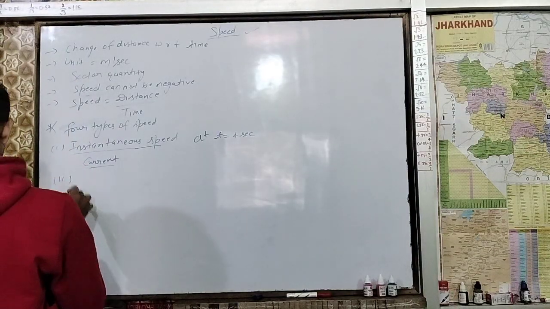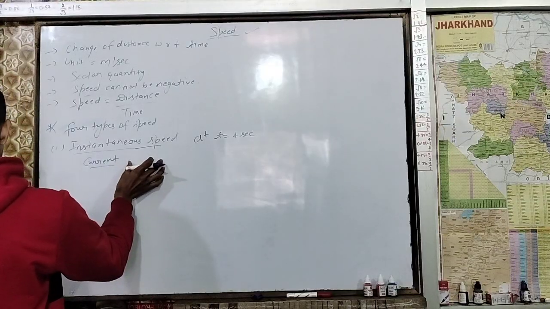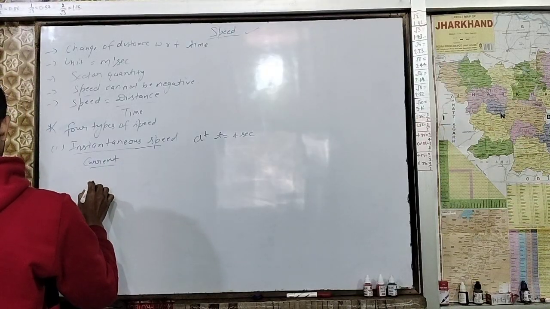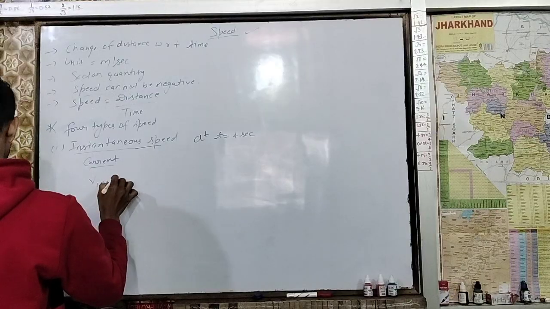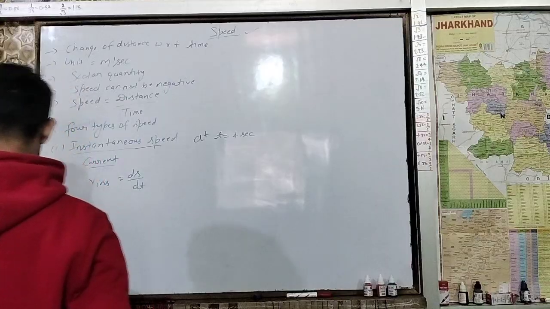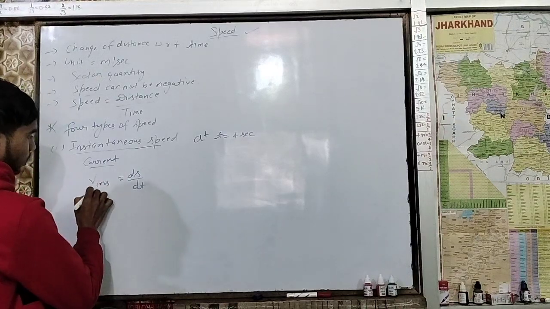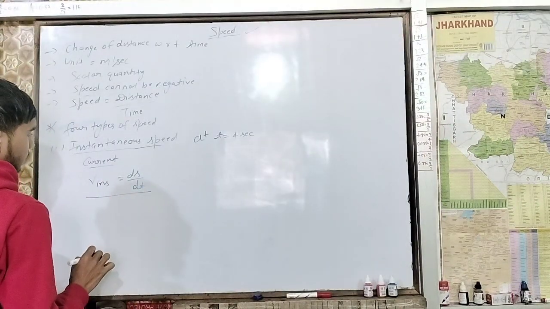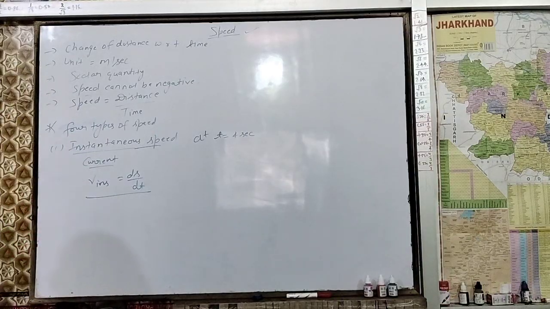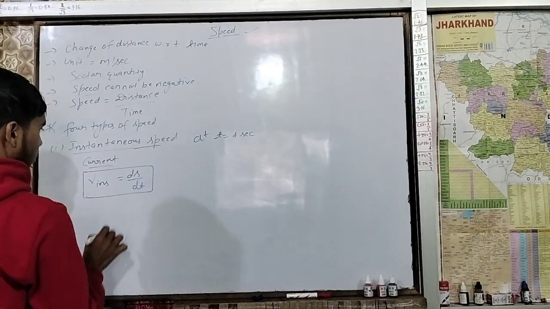Now, we have a formula for instantaneous speed: v instantaneous is equal to ds upon dt. But remember, this will not provide a direction, not at all. That's why we took velocity. We will not use this all the time.